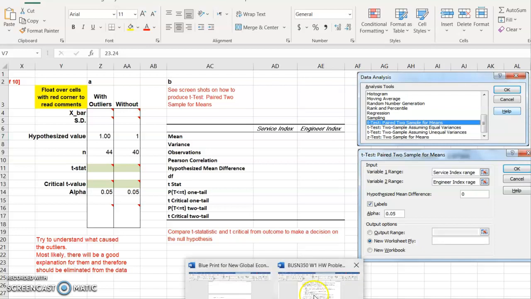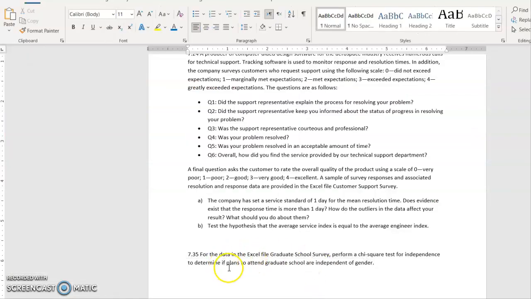Now, the second problem is asking you, in a given Excel file, to perform a chi-square. The chi-square is, as you know, a non-parametric test. It does not use means or standard deviation because these are parameters of the population. So we're not using them. We are using frequencies, and this is why we call the test chi-square, and it is a non-parametric test.